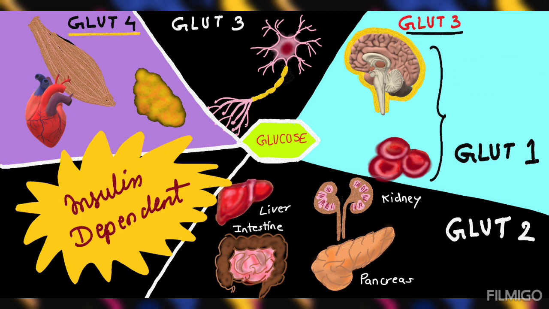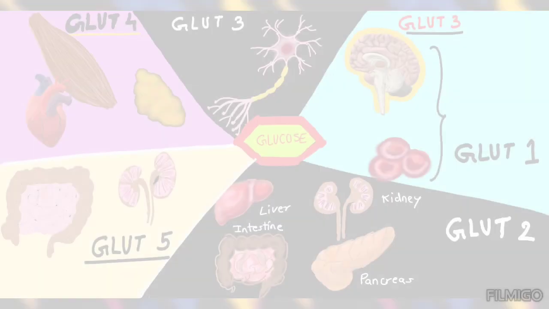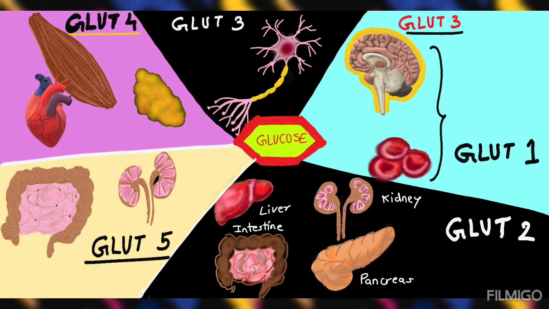Glut5 is a fructose transporter found in the small intestine, kidney and testes. It is responsible for transporting fructose from the lumen of the small intestine into the bloodstream. So fructose is taken up by Glut5. So these are the 5 main types of glucose transporter, and they are ubiquitous, meaning found all over the body, but mainly in certain areas as mentioned earlier.